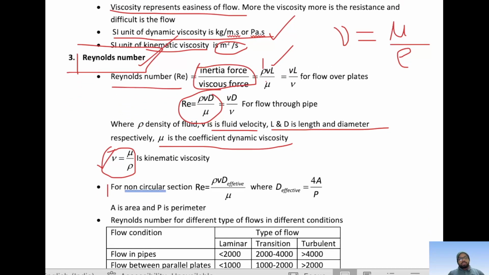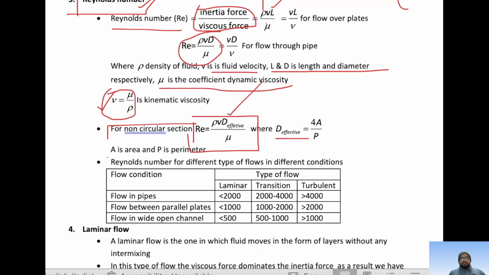For a non-circular shape, we use the formula Reynolds number is rho v d effective by mu, where d effective is 4A by P, where A is the cross-sectional area and P is the perimeter.